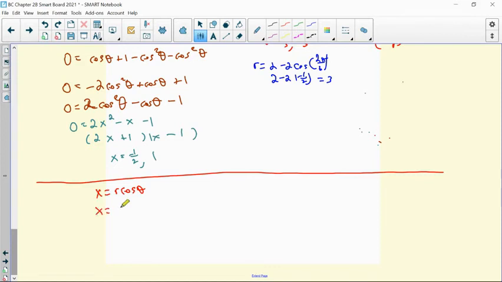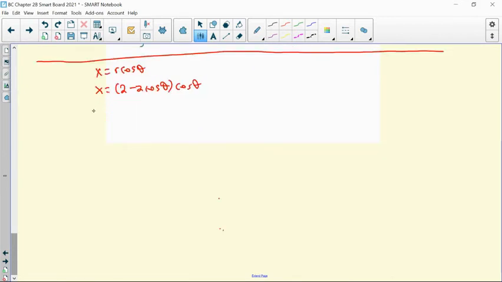So x is equal to the quantity 2 minus 2 cosine theta, and then cosine theta. Now, in hindsight, I probably should have started with this one because I'm not going to need to. Well, actually, I take that back. Maybe I will. I misspoke. Let's go ahead and distribute. So it's 2 cosine theta, and then minus 2 cosine squared theta. I was thinking this would just be in cosine, but it won't.